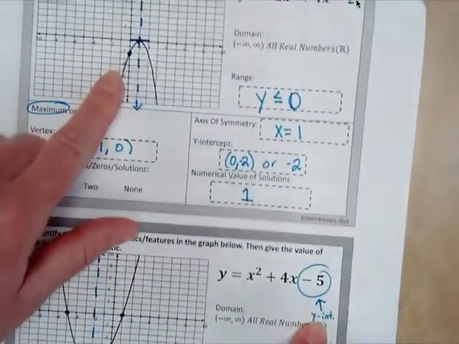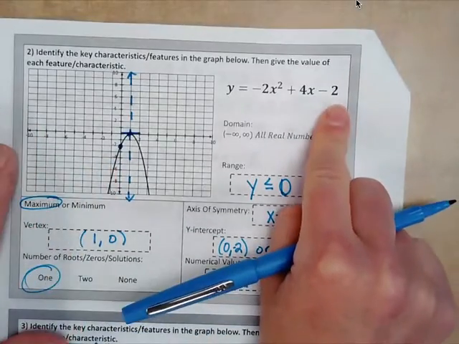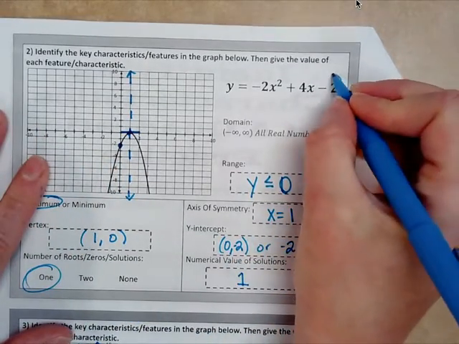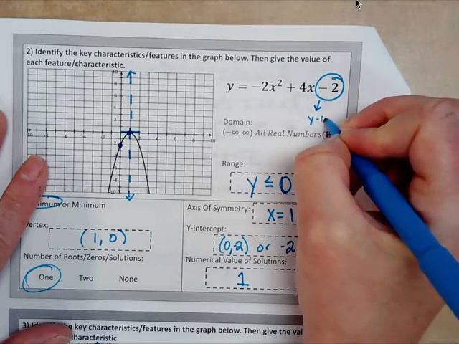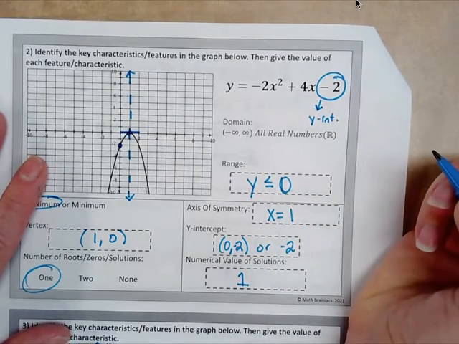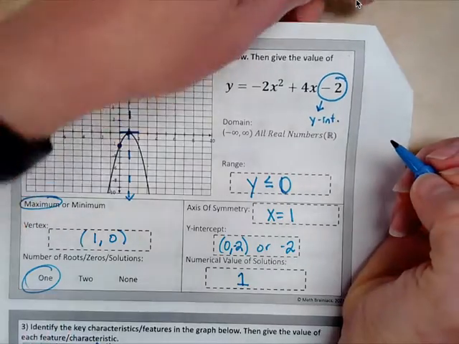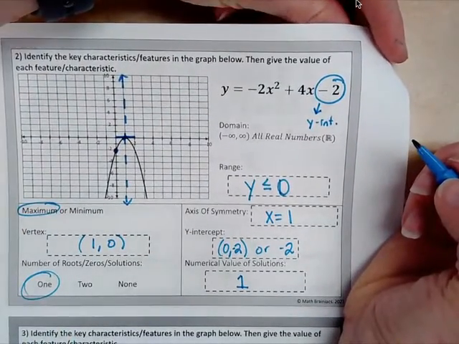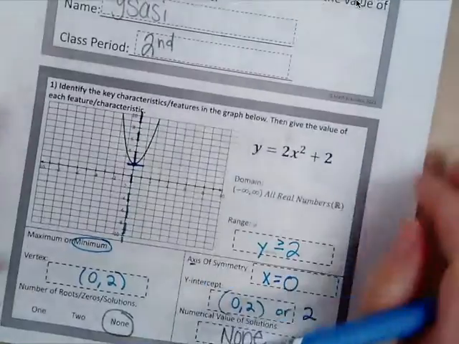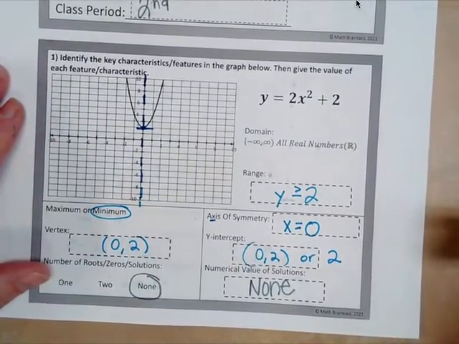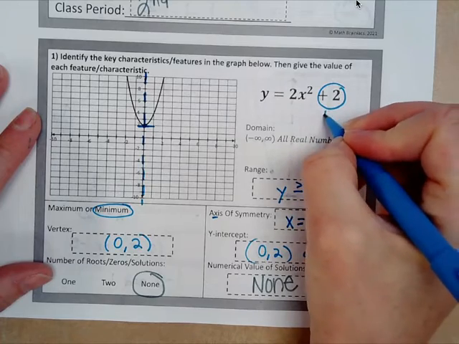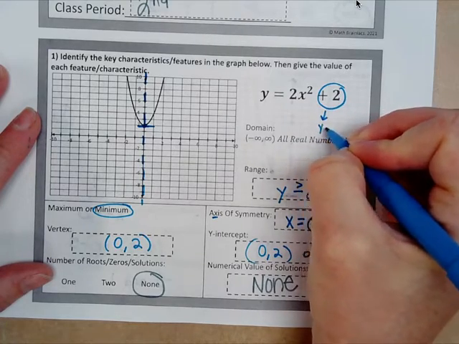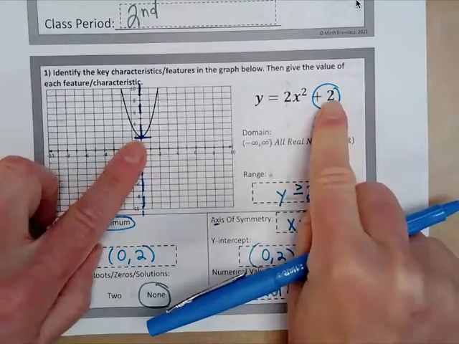So look at this one. The value that doesn't have any x's, negative 2. That is our y-intercept. Look at the first one. The number that doesn't have any x values is our y-intercept. It matches, right? Positive 2.